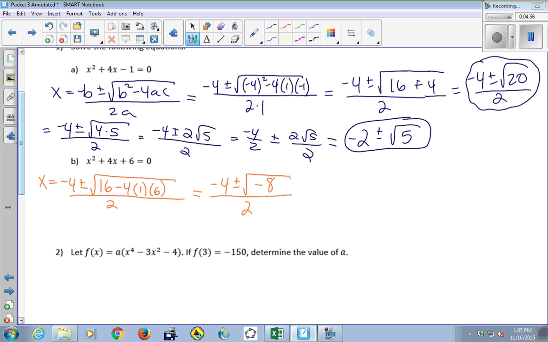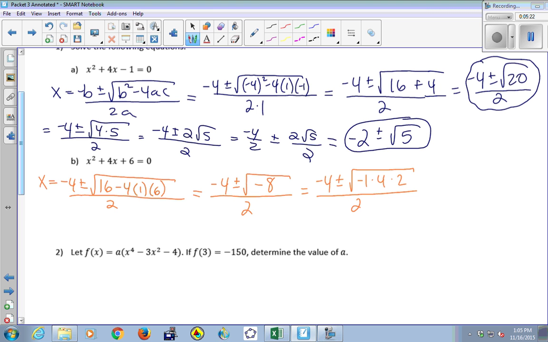Yeah, so how do you take the square root of a negative again? You need an i. You can pull out an i. And then I can also pull out a 4, right? So I'm going to rewrite the square root of -8 as -4 plus or minus the square root of -1 times 4 times 2. Okay, so I rewrote -8 as -1 times 4 times 2.